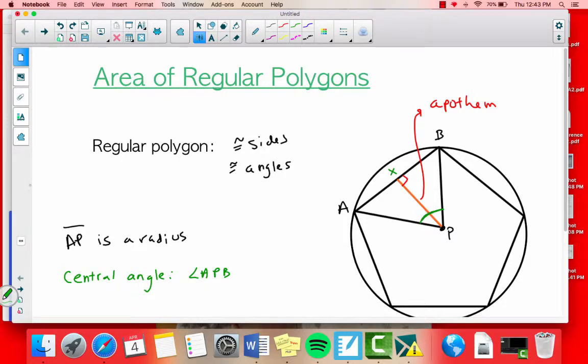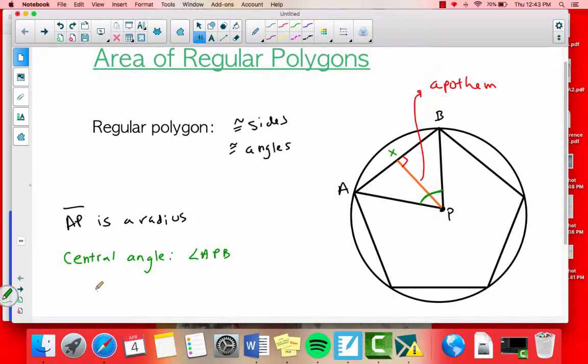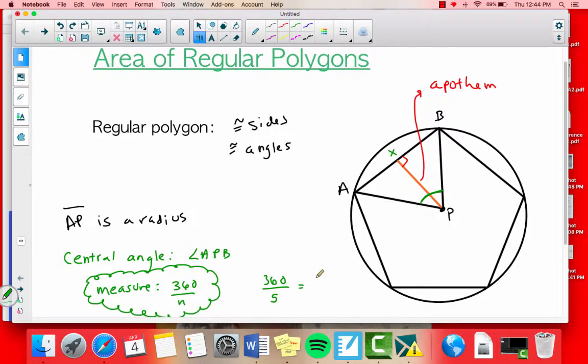So APB is my central angle, and the easiest way to find the measure of a central angle is to take 360 divided by the number of sides. So that's a generic formula. You want to make sure you also add this to your notes. In this example, we would take 360 divided by 5 sides of the regular polygon. That's going to tell us that the one central angle that I have drawn in here would be 72 degrees. So from APB, that angle is 72.